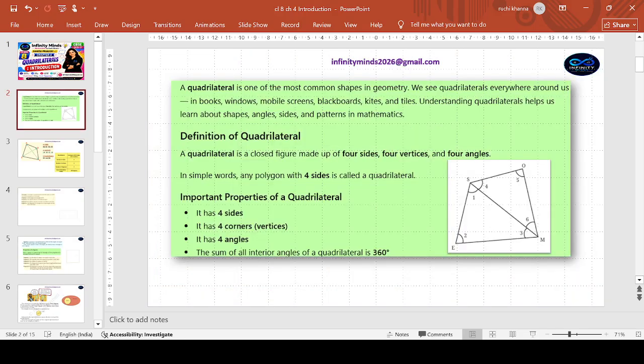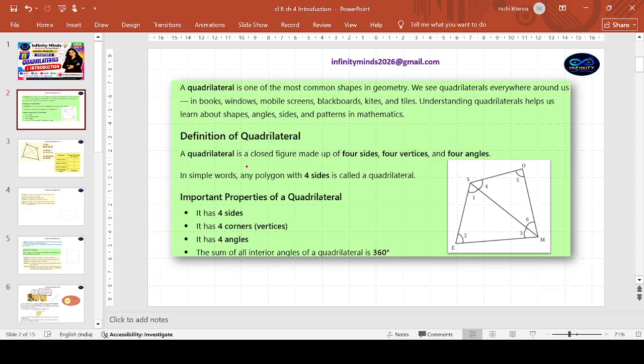Let us first try and understand what we mean by the term quadrilaterals. A quadrilateral is one of the most common shapes in geometry. We see quadrilaterals everywhere around us in books, windows, mobile screens, blackboards, kites, and tiles. Understanding quadrilaterals helps us learn about shapes, angles, sides, and patterns in mathematics.